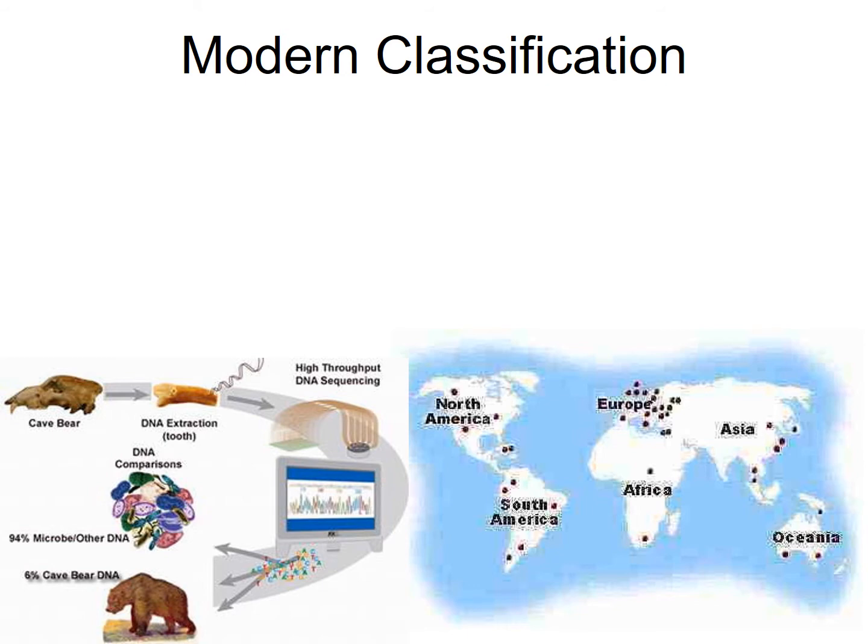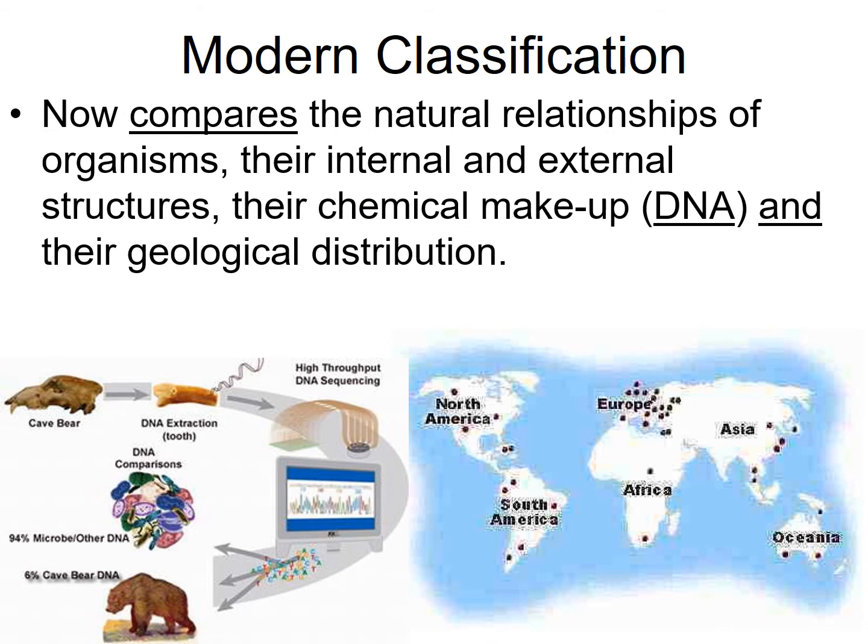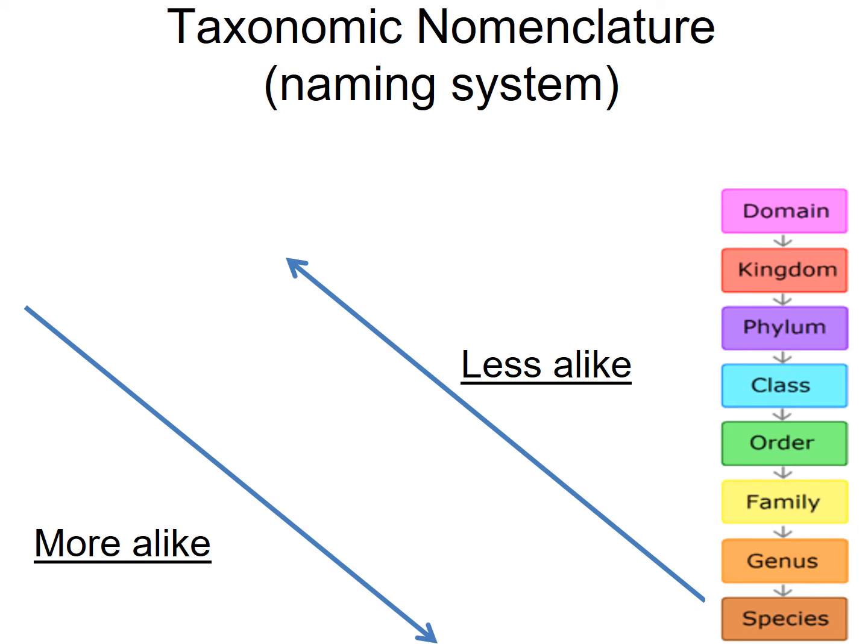So how did we get the name for these species? Well, modern classification. Now this is going to compare the natural relationships of the organisms to their internal and external structures, their chemical makeup of DNA, and their geological distribution. So this is what we call the taxonomic nomenclature. This is the naming system. So domain, kingdom, phylum, class, order, family, genus, species. You have to know this.